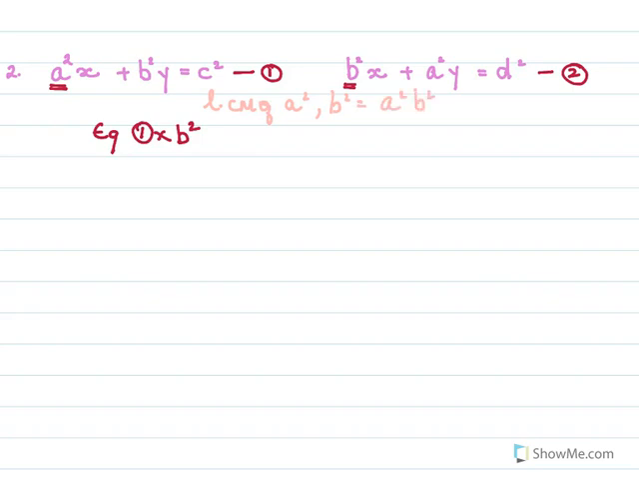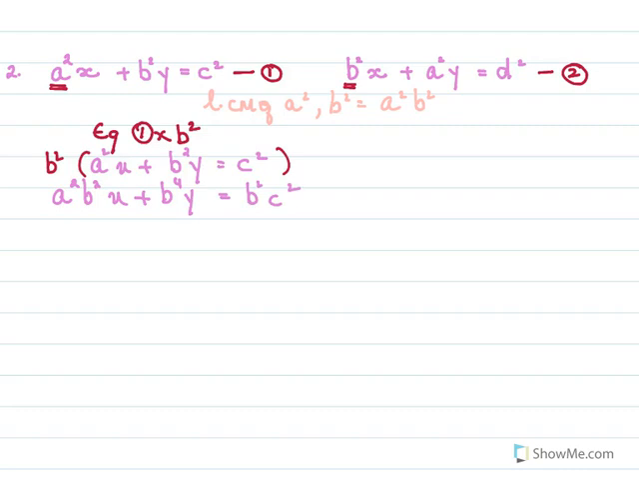So the first equation I multiply by b square, which means a square x plus b square y equal to c square, and I'm multiplying it by b square. On multiplying, I will get a square b square x, b square into b square is b4 y, c square into b square is b square c square. I'll put this as equation 3.